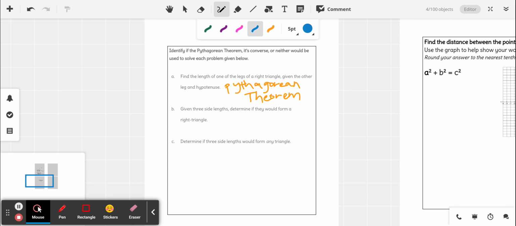Moving on to part B, given 3 side lengths, determine if they would form a right triangle. So these are the kinds of problems where you have 3 different lengths and you plug them into a squared plus b squared equals c squared to see if the right side of the equal sign and the left side of the equal sign are equal to one another. This is called its converse.